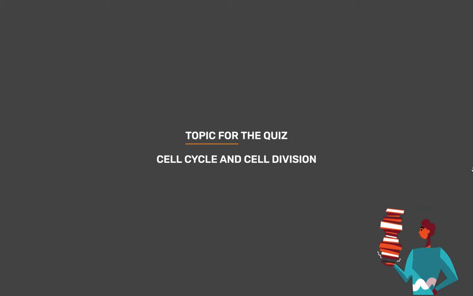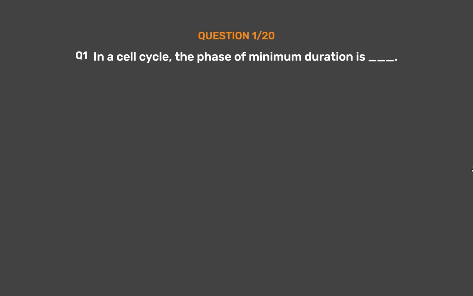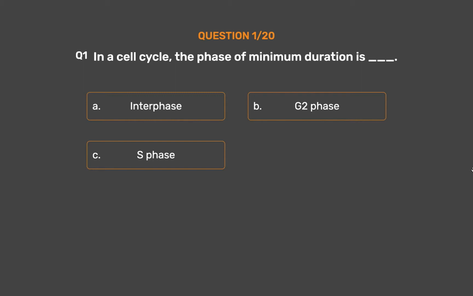Topic for today's quiz is cell cycle and cell division. Question number 1. In a cell cycle, the phase of minimum duration is underscore. Option A, interphase. Option B, G2 phase. Option C, S phase. Option D, M phase, mitosis phase.